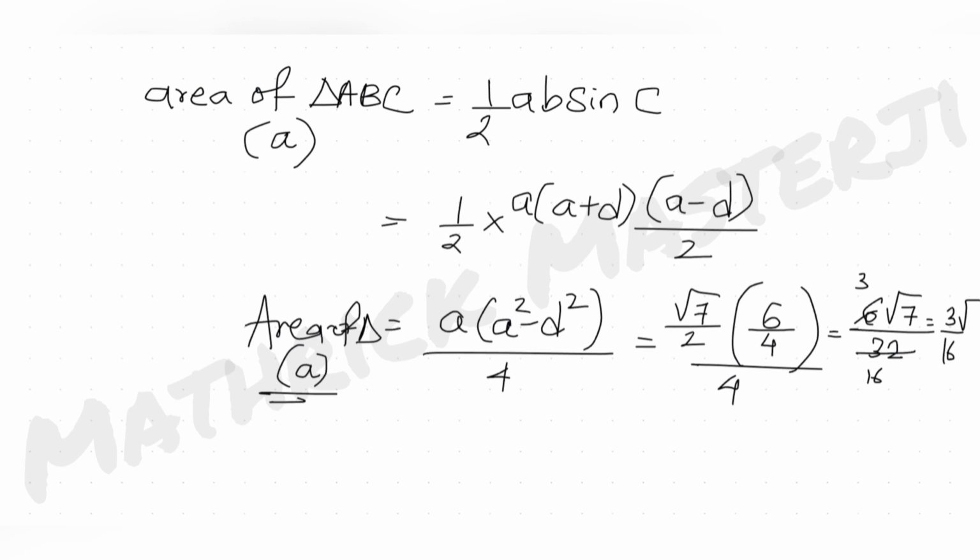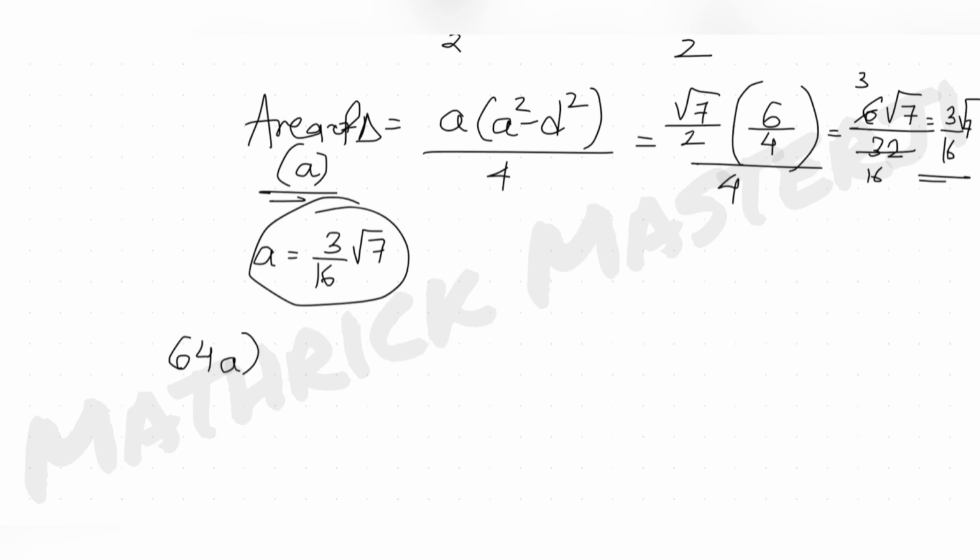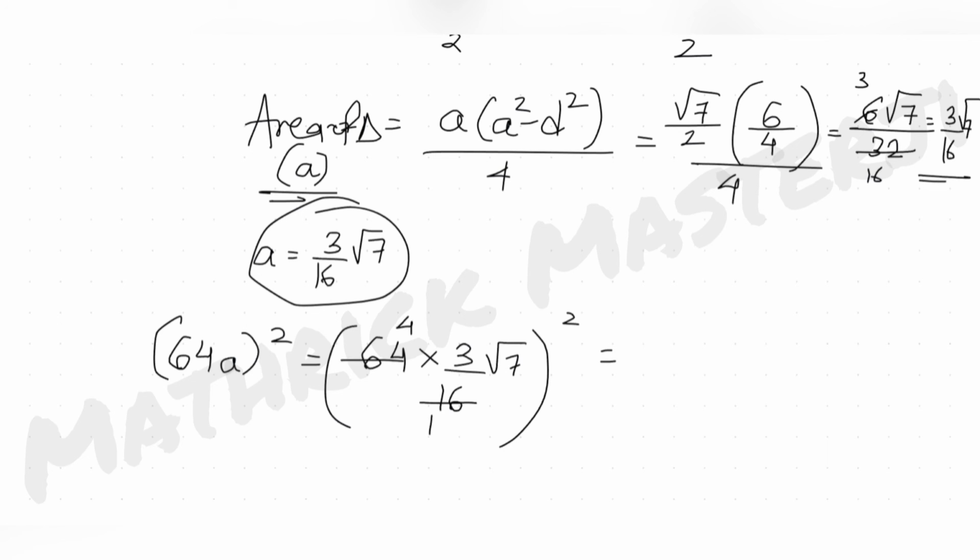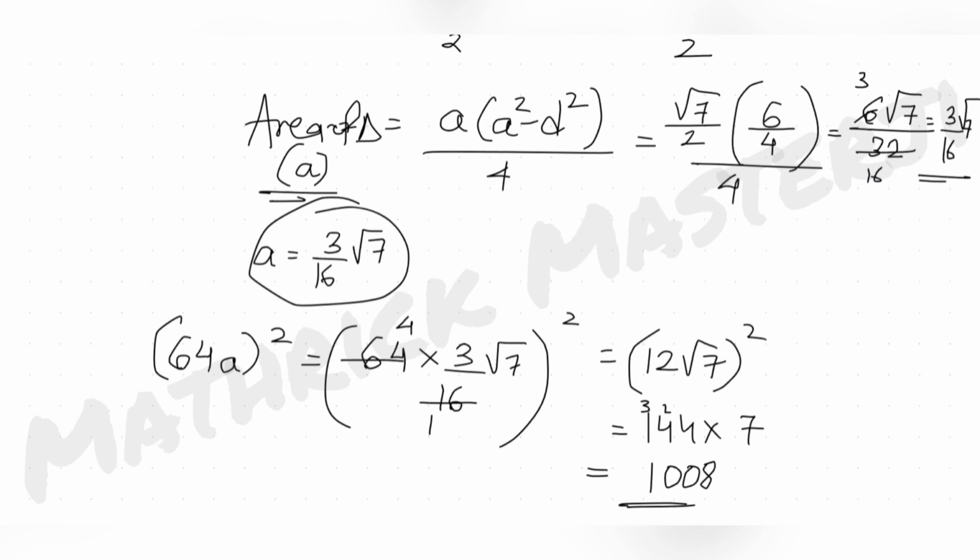Now once I have 3 over 16 root 7 as my value of A, the question is asking me to figure out the value of (64A)². So if I do that, 64 times 3 over 16 root 7, the whole square. So 16 ones, 16 fours, 4 into 3 root 7, so (12 root 7)². So 144 into 7. 7 fours is 28, 2, 30 again, 7 ones is 7 and 10. So you get the answer for the question, and that turns out to become 1008.